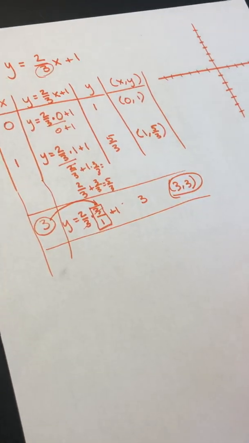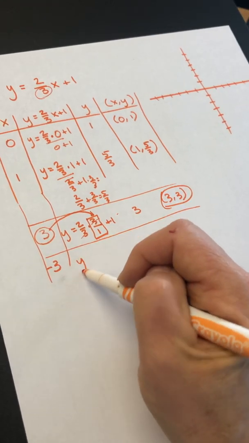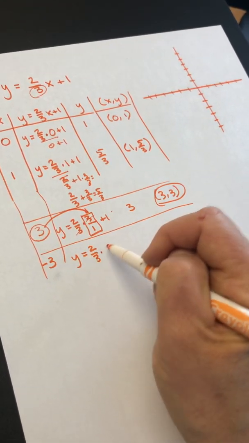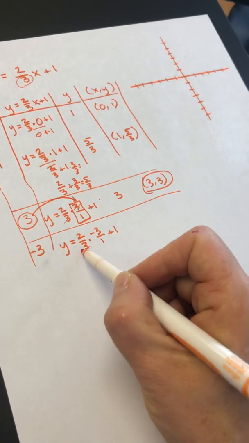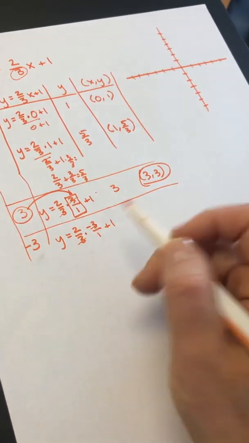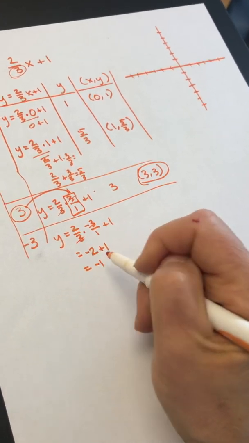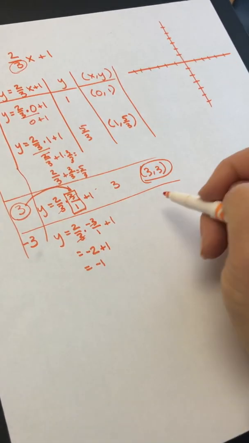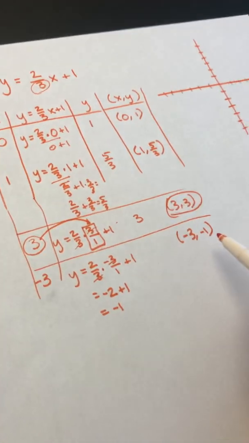And then since 3 worked out great, I might say, hey, now I want to use -3. So I'd say y is 2/3 times -3/1 plus 1. Well, again, those 3's cancel out, and 2 times -1 gives you -2 plus 1 gives you -1. So the point -3, -1 is now also on my graph.